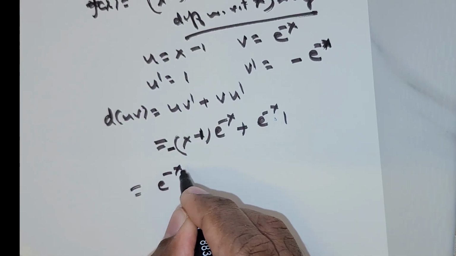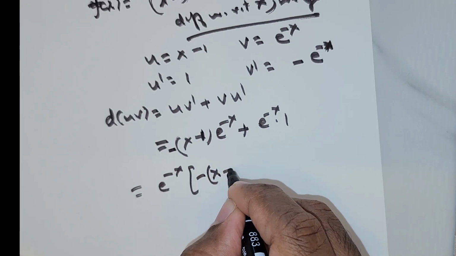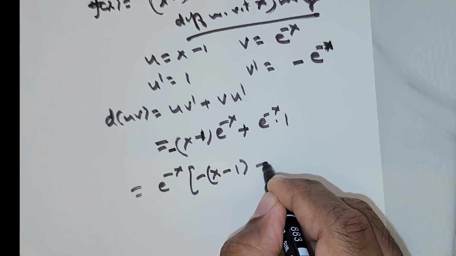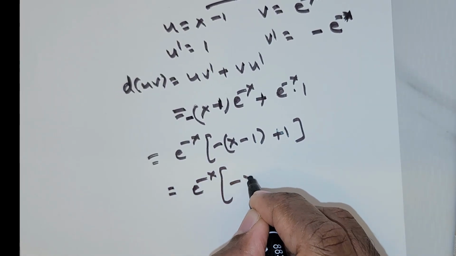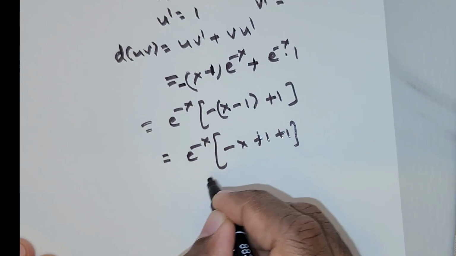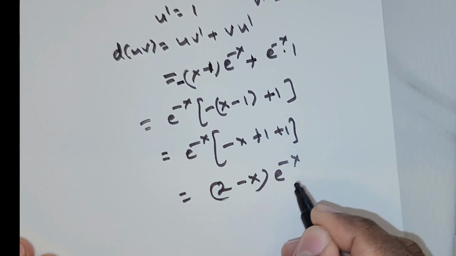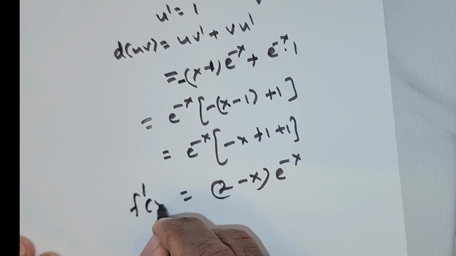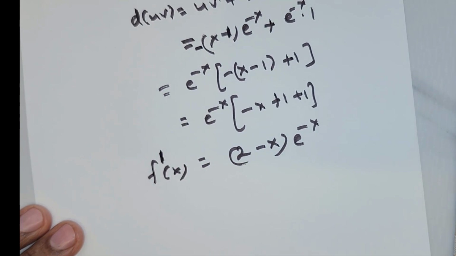Now I'm going to take e raised to the power of negative x out, and that would give me negative of (x − 1) plus 1. I can rewrite this as e raised to the power of negative x times (negative x plus 1 plus 1), which can be rewritten as (2 − x) times e raised to the power of negative x. Now this is f dash of x. So imagine this is the first derivative.